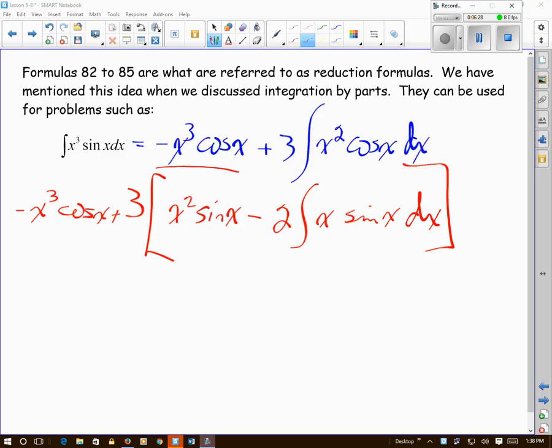Okay, let's go ahead and distribute the 3 there to make that a little nicer. So we have negative x cubed cosine x plus 3 x squared sine x minus 6 integral x sine x dx. Okay, so now what do we do with that?